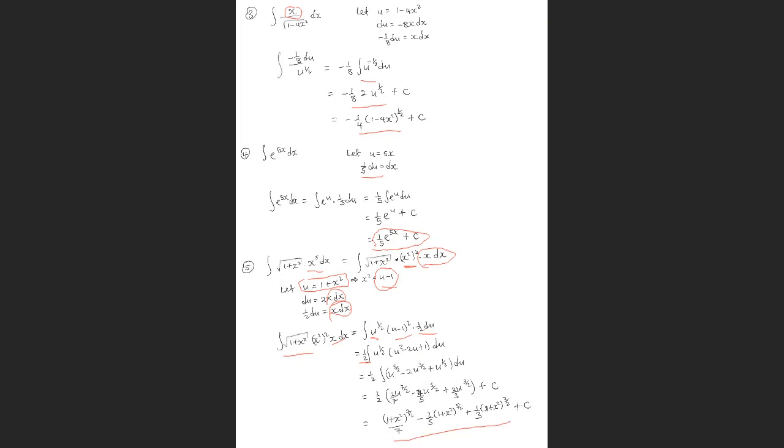So when you let u be a function, you differentiate u. Even if it doesn't entirely cancel out with the other function, you need to do the math, all right? You need to try and see if you can factor out something, how can I manipulate the other function so that it works out nicely. All right.